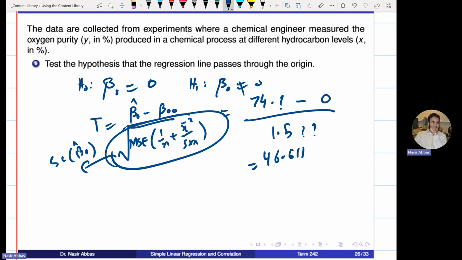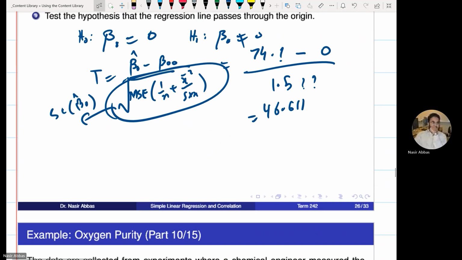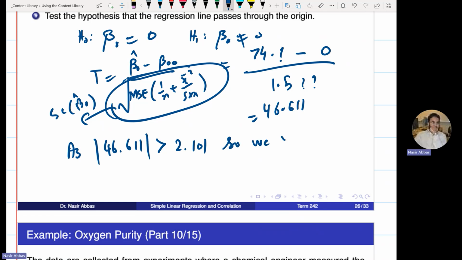Again, you have the option to go either to the critical value approach or the p-value approach. We already saw the critical value was 2.101. Is this bigger than 2.101? So we reject H naught. What do we conclude? The regression line does not pass through the origin. Any question?